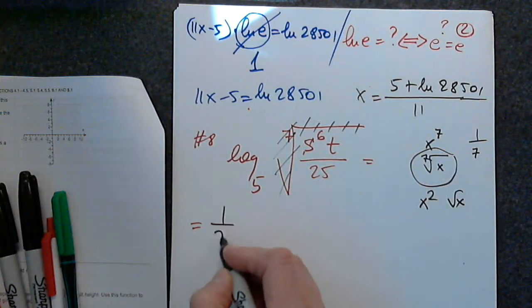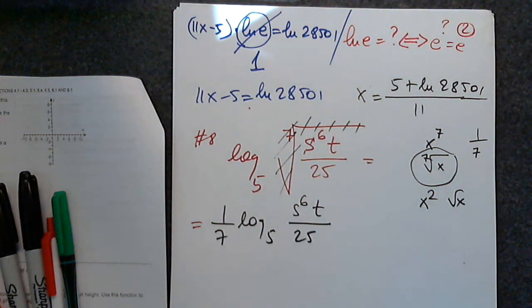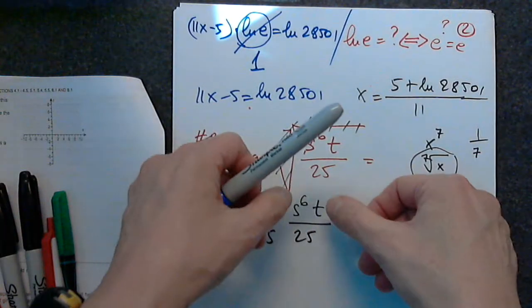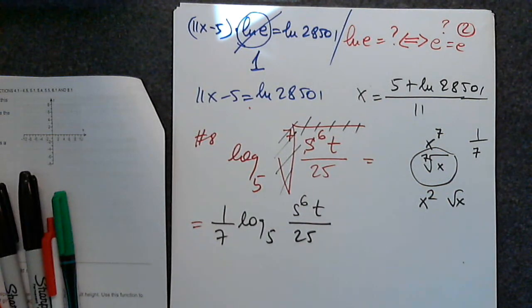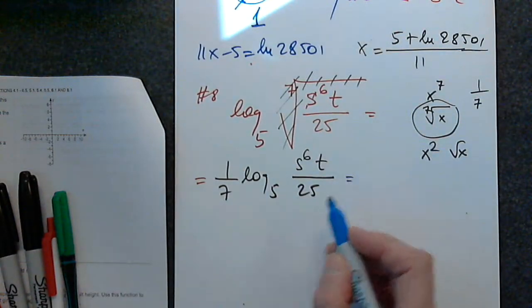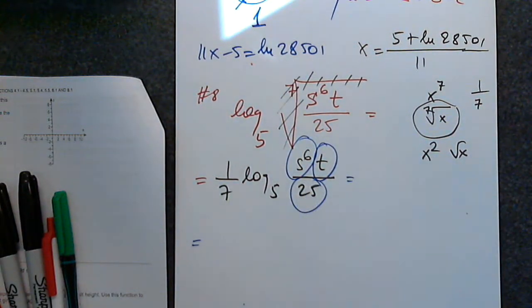So then I put in front 1 over 7, and then log base 5 of s to the 6th times t over 25. So now I have to look at log applied to a ratio, right? And I see there are 2 quantities at the top and 1 quantity in the denominator. How many quantities will have positive in front of the log, and how many will have negative in front of the log? So I see 1, 2, 3. How many will have negative in front? How many will have positive in front of the log? If the quantities come from the top, they will have positive in front. If the quantities come from the bottom, they must have negative in front.